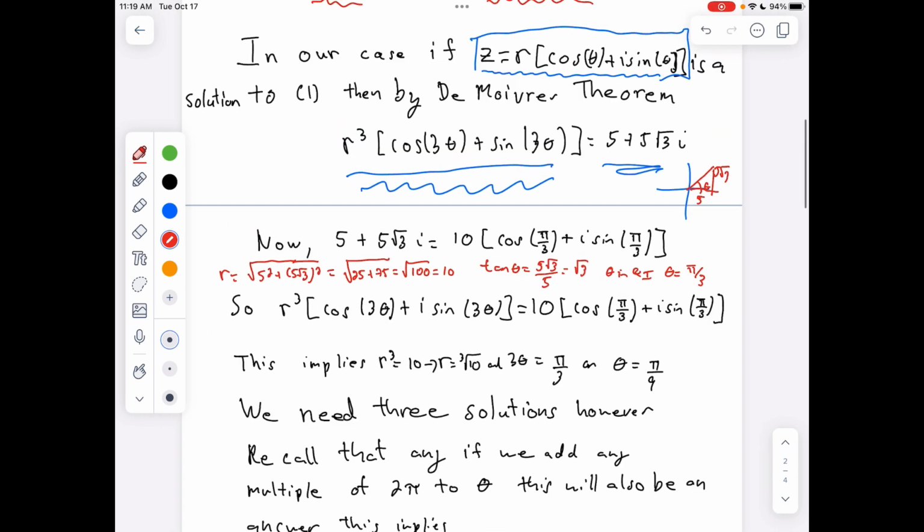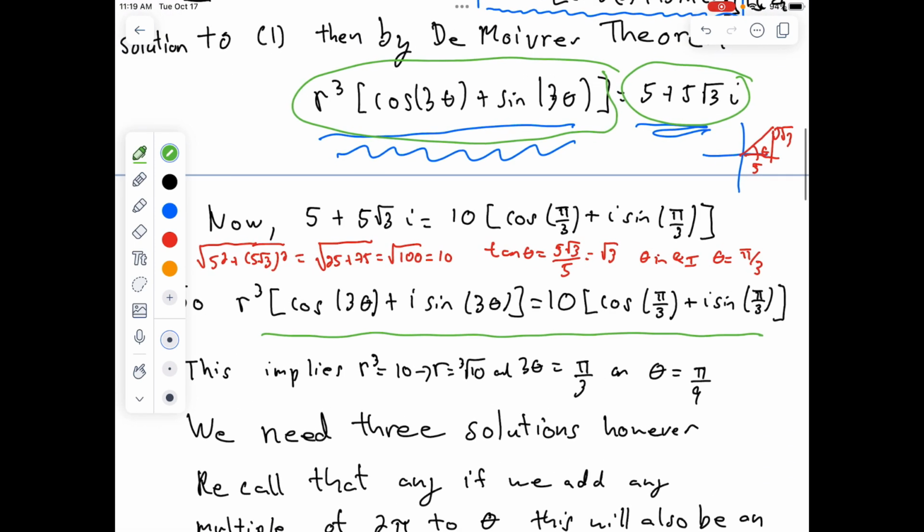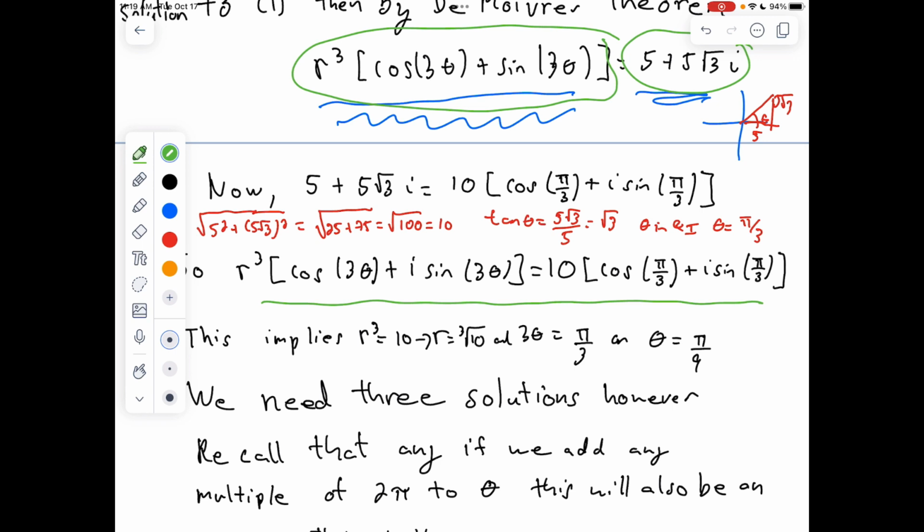So what I did next was as follows on this line. I took what my solutions would look like and set it equal to the 5 plus 5 root 3i, now written in polar form. So that's equal to 10 times the cosine of pi over 3 plus i sine of pi over 3. How would I go about solving for r and theta? That's what you need here. R cubed would equal 10, because if you set things equal to each other, then this equals that.